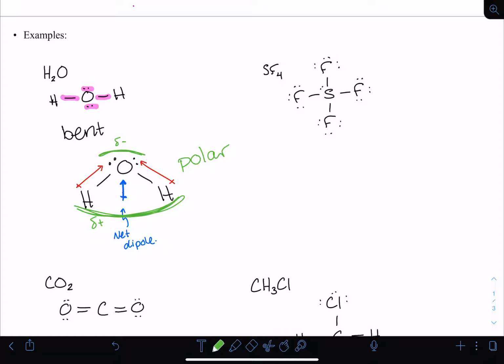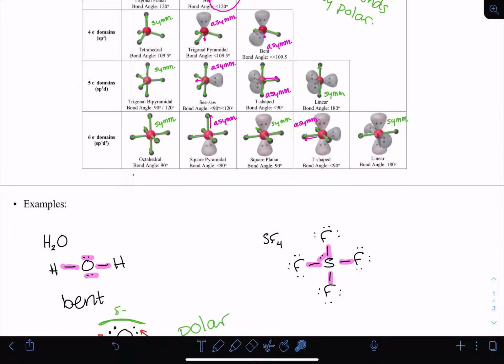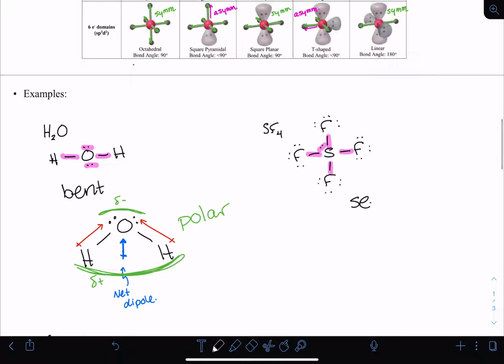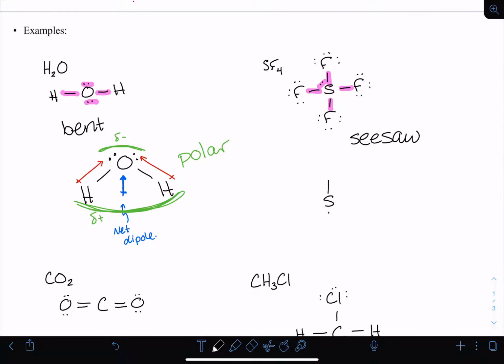So if we do the same thing for SF4, SF4 has 1, 2, 3, 4 bonds plus 1 lone pair, gives us 5 electron domains overall. So 5 electron domains with 1 lone pair is the seesaw geometry, which actually looks more like this.